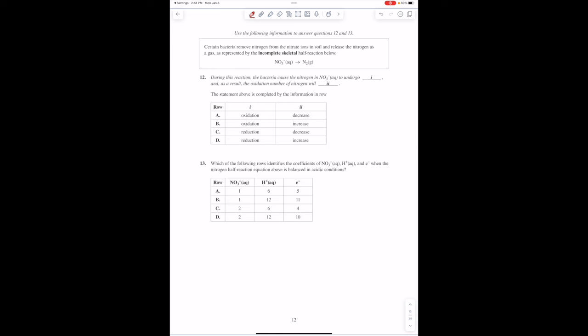Number 12. Okay, let's see. During this reaction, the bacteria cause the nitrogen in NO3 negative to undergo oxidation or reduction. And as a result, the oxidation number of nitrogen will decrease or increase. Okay. Well, let's see.